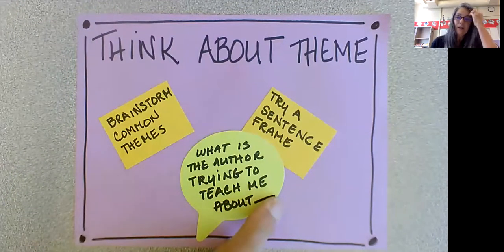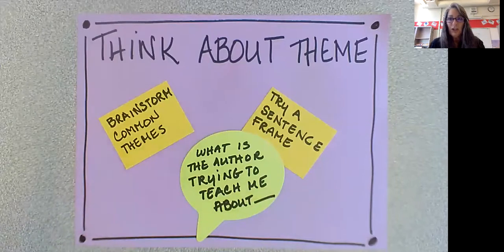And if the student can then start with that sentence frame, the author is trying to teach me, that might help them get going a little bit more and kind of move into theme a little bit more and stay away from some of the cliche things that kids say when they're talking about theme.